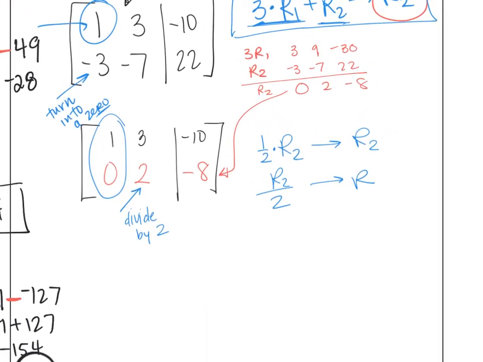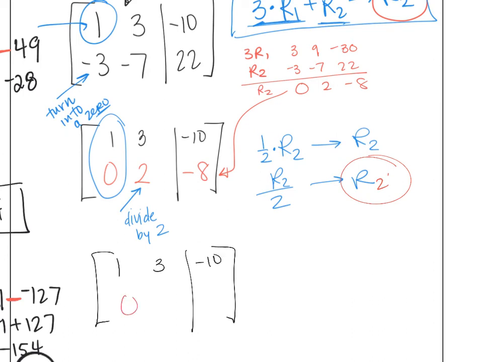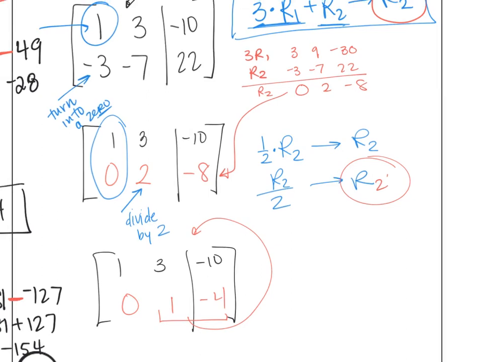So in my matrix, my first row did not change, only row 2. Row 1 stays at 1, 3, negative 10. Row 2, if I divide by 2, will be 0, 1, negative 4. So I could stop right now and do back substitution. I already know that y equals negative 4, so I can back substitute that. And that means I have done Gaussian elimination. But I'm going to keep going.